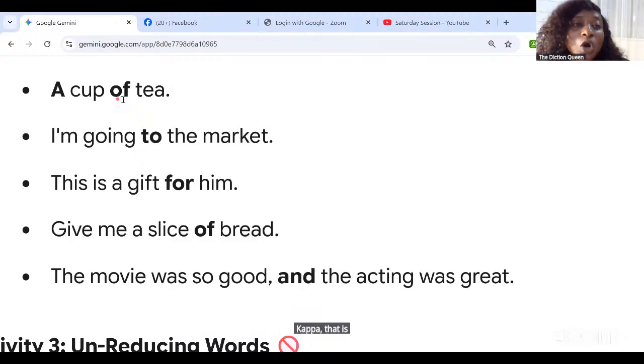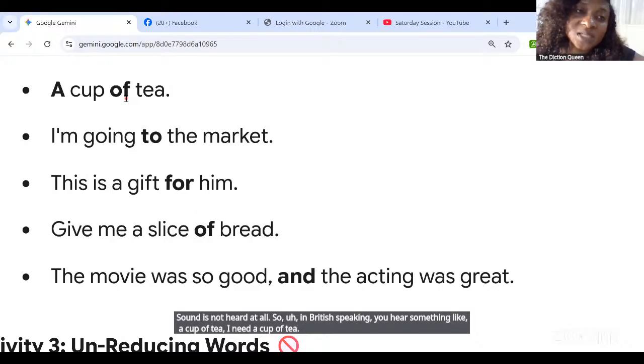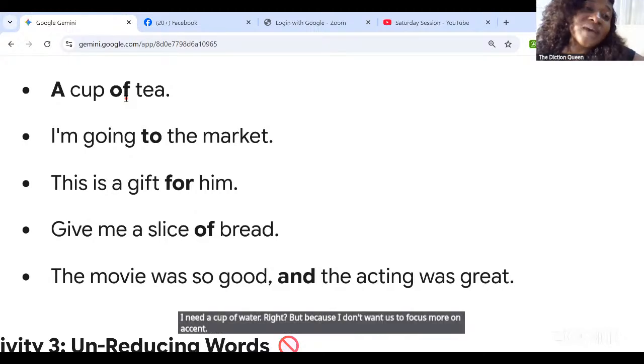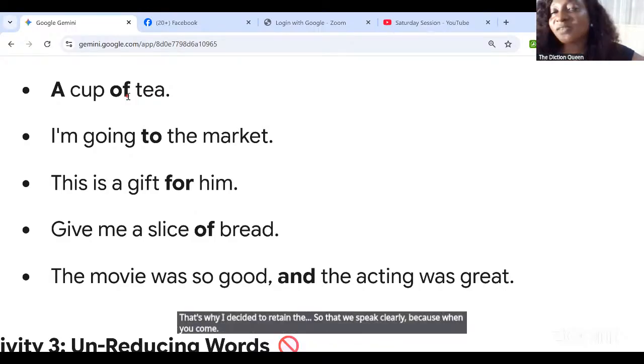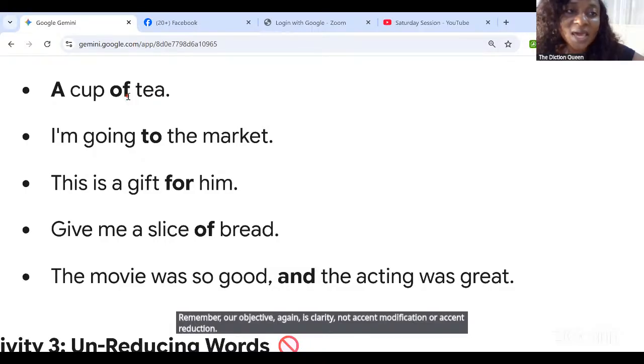That is because the word OF can be reduced such that the F sound is not heard at all. So in British speaking, you hear something like a cup of tea, I need a cup of tea, a cup of water, I need a cup of water, right? But because I don't want us to focus more on accent, I decided to retain the F so that we speak clearly. Because when you come to other parts of the world and you say something like a cup of water, not everybody might understand you. Remember, our objective again is clarity, not accent modification or accent reduction. A cup of tea.